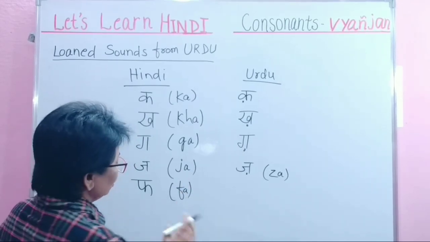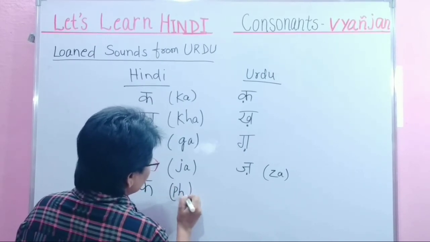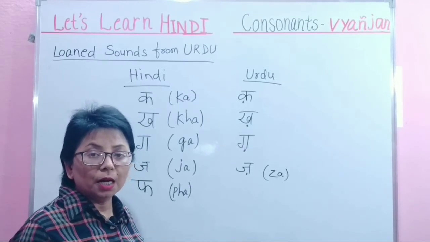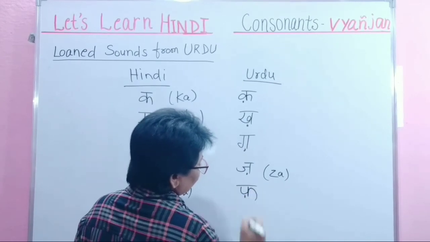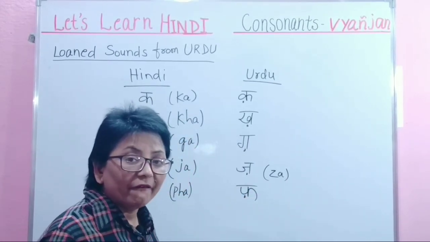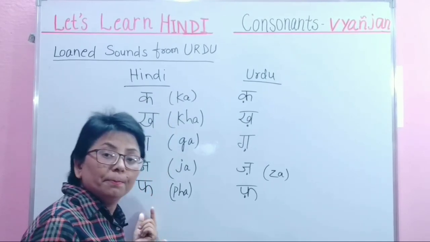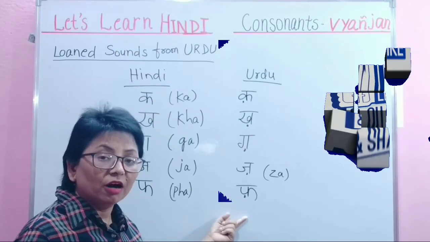Pha. This one is pha. And this one is with a dot underneath. This is fa. Fa. See the difference? Pha, pha, and this is fa, fa.